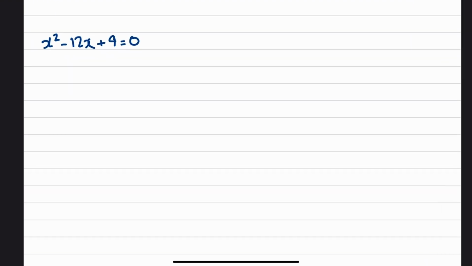Let's do a few more examples. So x squared minus 12x plus 9 equals 0. Again, we follow the same steps where we isolate the x terms in square brackets.